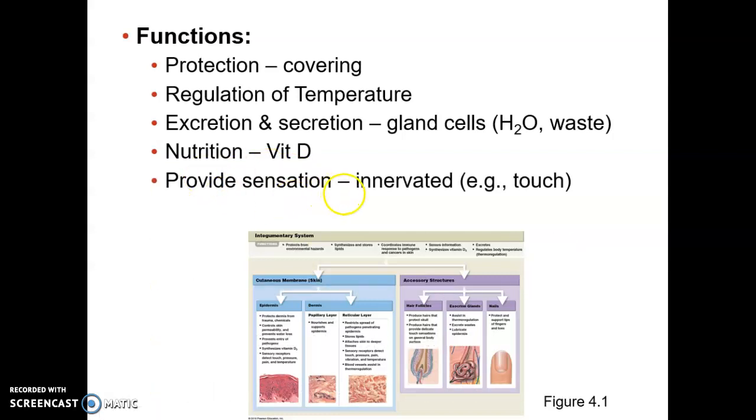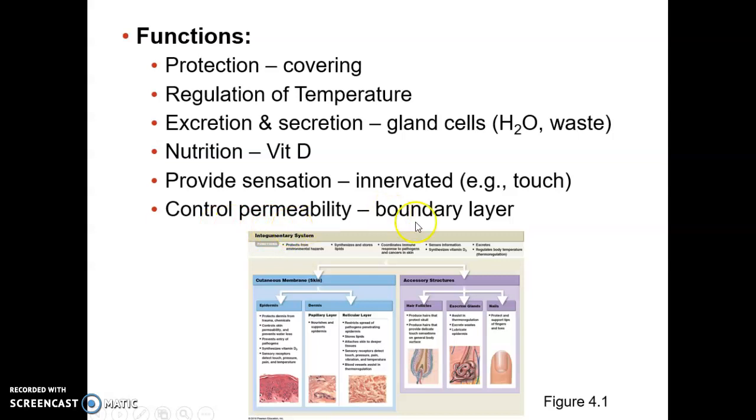And then it helps provide sensation from the environment because it is innervated. So you can sense touch and pressure because our skin or our integument is innervated. And then again, it controls permeability. It is a boundary layer. Your skin is dry unless you're sweating. And in that case, it helps prevent excess water loss.